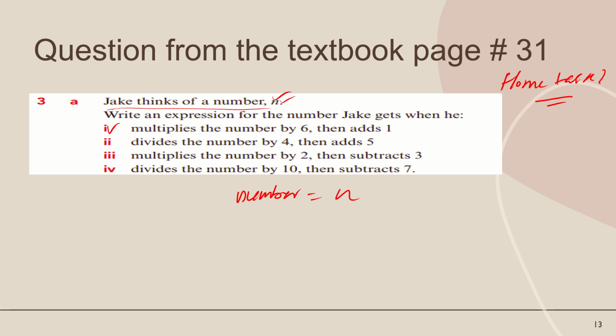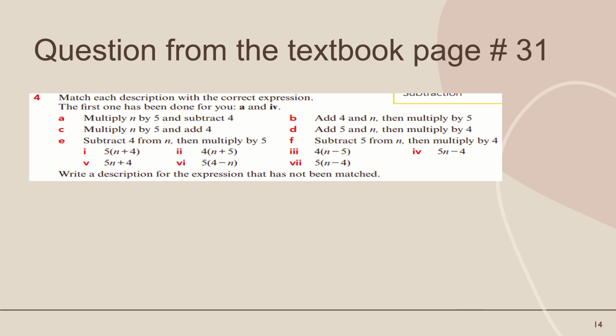What is the required condition? Multiply the number by 6, so multiply 6 with this number, 6n, and then add 1. So this is our expression for part 1. Do all the questions the same way. Do these questions in your notebook. Question from the textbook, page 31.